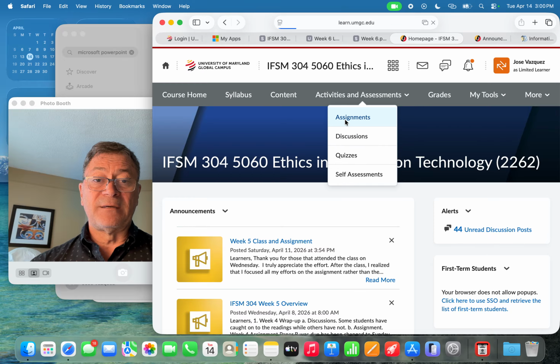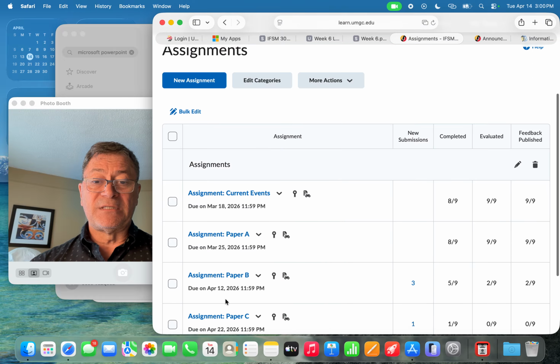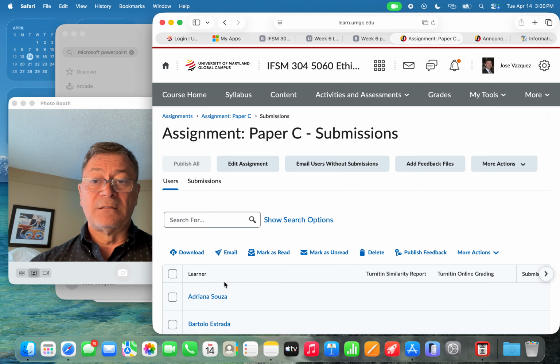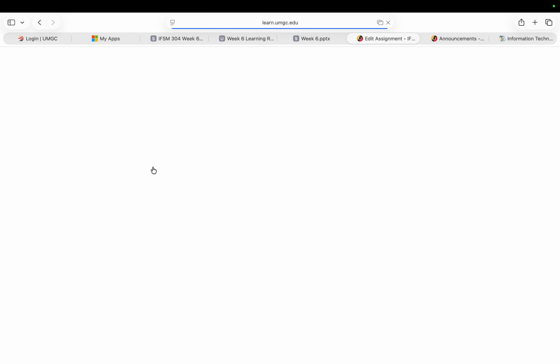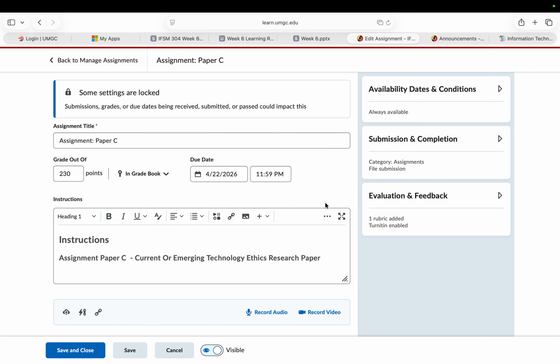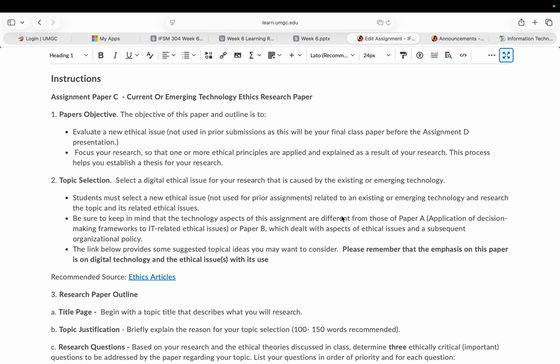Activities, assignments, paper C. Okay, I'm going to make this large so my picture will go away. Edit assignment. All right. So this one is the current or emerging technology ethics research paper. You have a paper objective, and they have the outline for you. What is the topic selection? Select the digital ethical issue for the research that is caused by an existing or emerging technology.